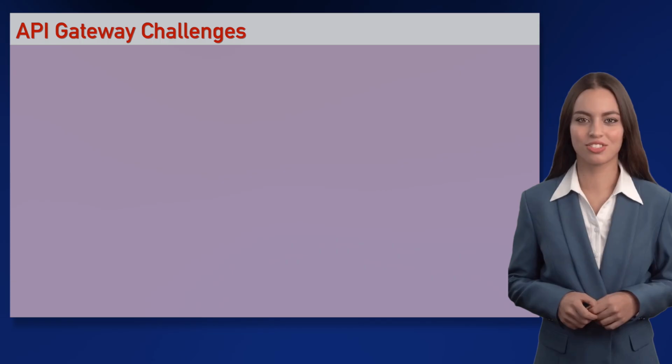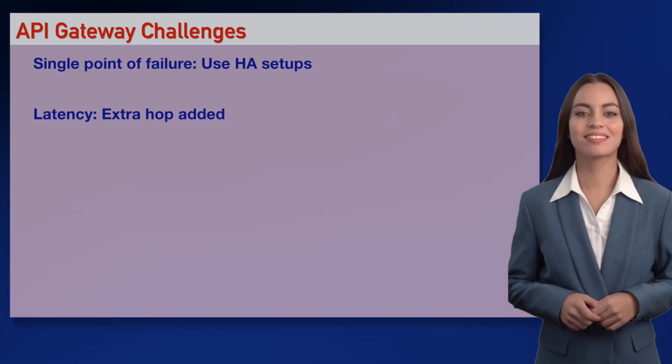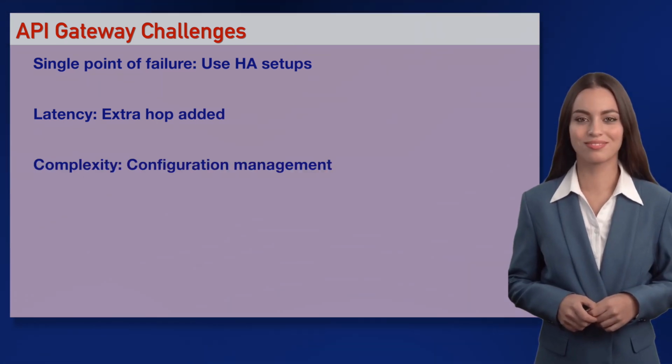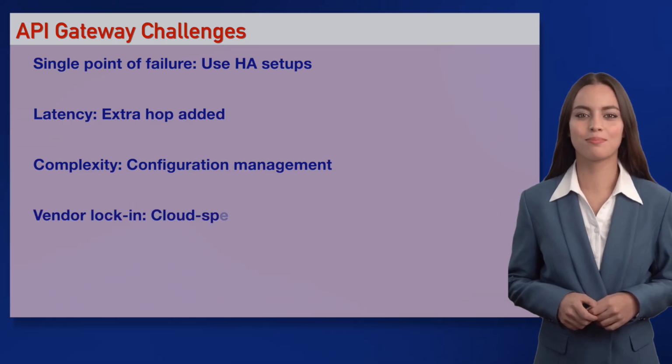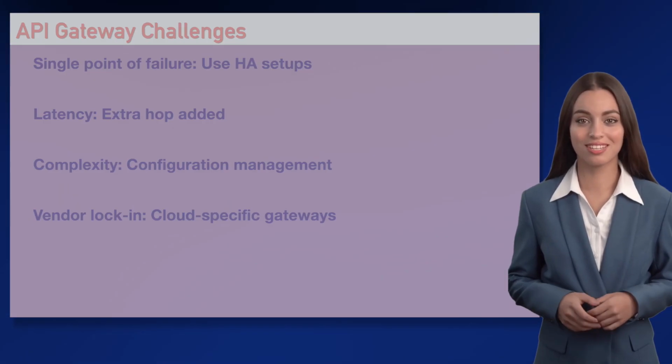API gateway challenges. It can become a single point of failure, mitigate with high availability setups, and add slight latency as an extra hop. Configuration management can become complex with many rules. Cloud-specific gateways may cause vendor lock-in.